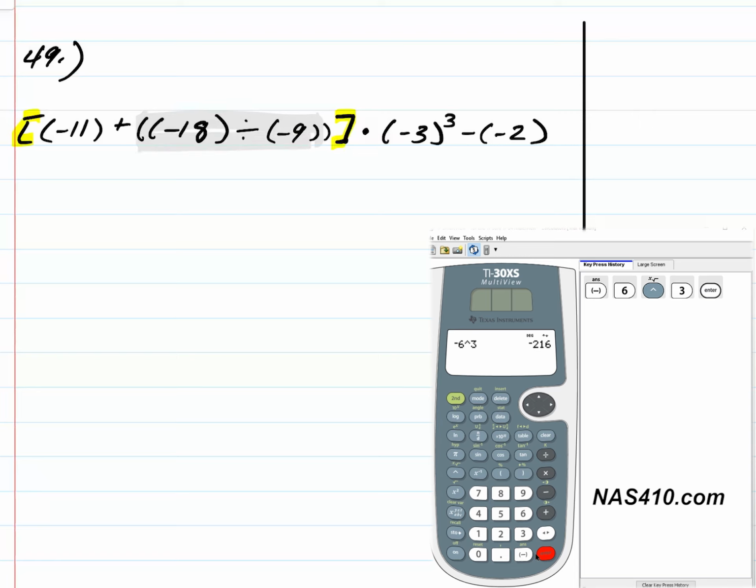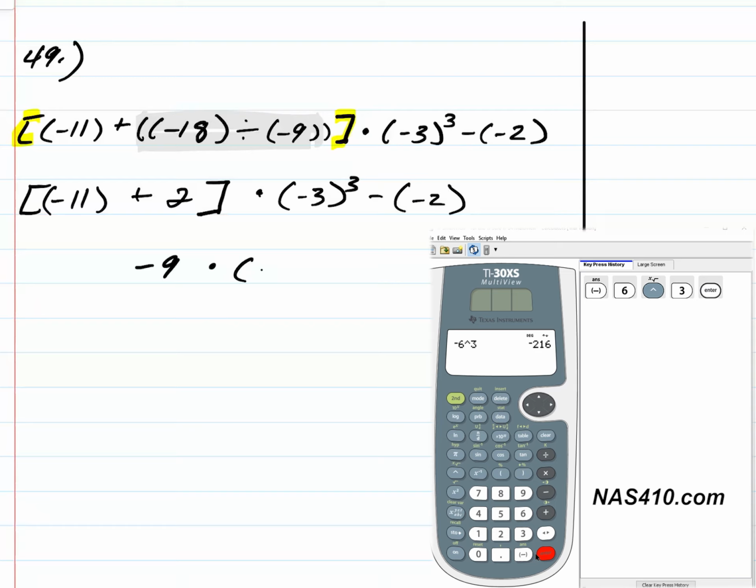Okay, and so I'm going to drop everything down, and I have negative 11 plus, okay, 18 divided by 9 is 2, and I have a negative and a negative, so that's going to make a positive. So I have plus 2, okay? And multiply that by negative 3 to the third, and that gets subtracted by negative 2, all right? So now, in these brackets, I have negative 11 plus 2, which makes negative 9. So I have negative 9 times negative 3 to the third.